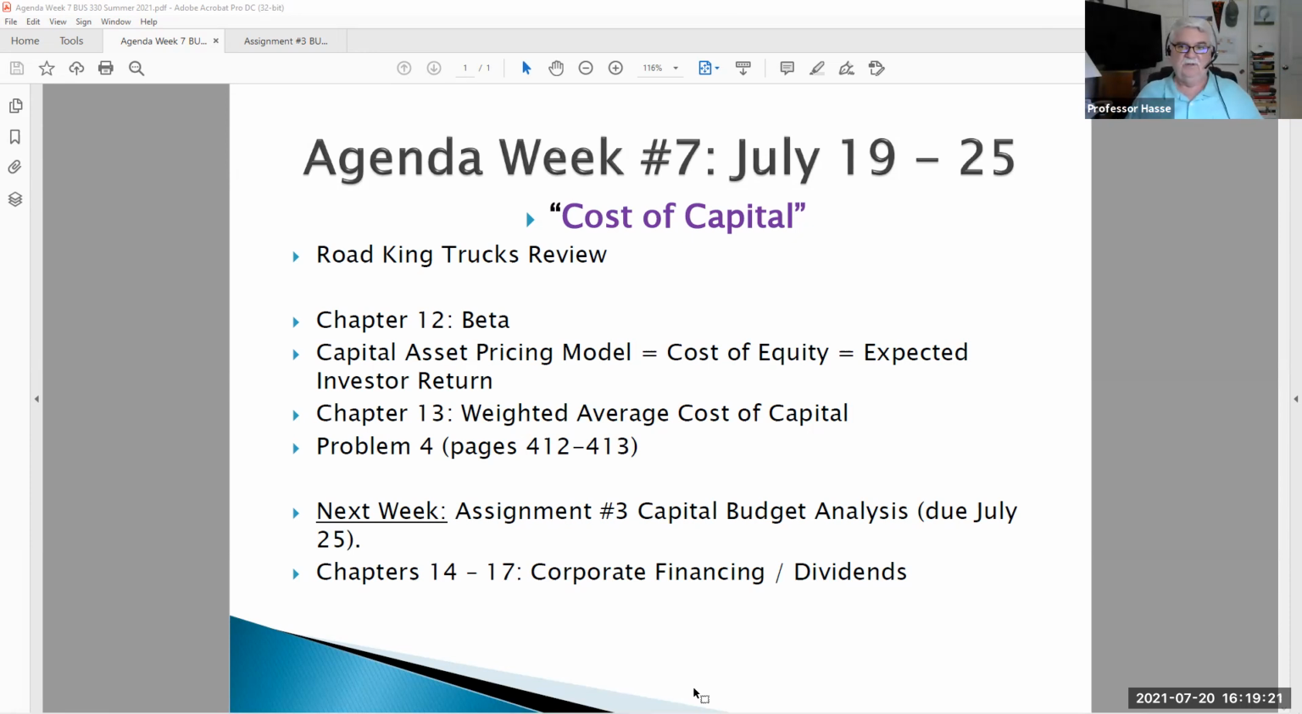Speaking of the capital budget analysis, you now have two assignments or two tasks to do. This week, assignment number 3 is posted, where you are actually putting together a capital budget analysis spreadsheet, and that is due on Sunday, July 25th. That is posted in the assignment 3 file folder.